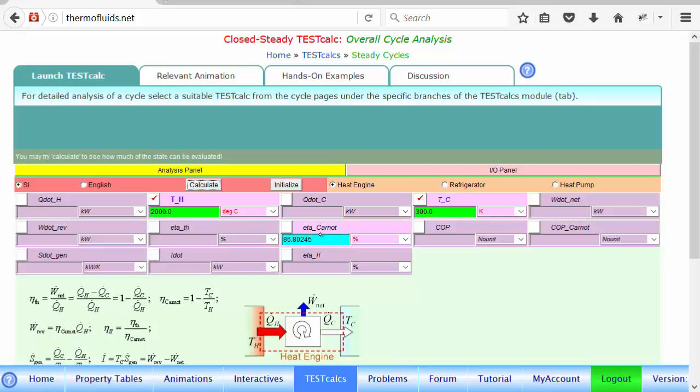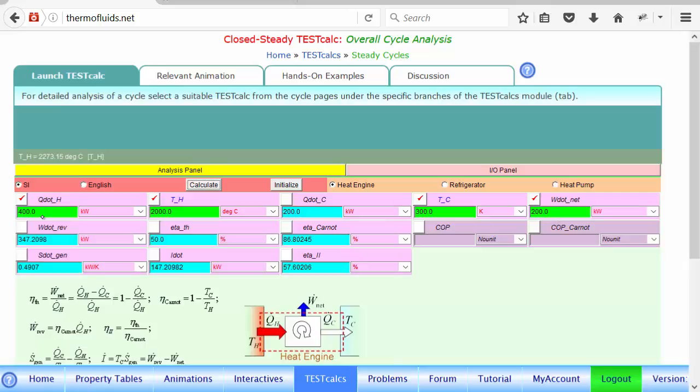But what is also given is Q dot h and W dot net. So let's enter those. W dot net is 200 kilowatt and Q dot h is given as 400. It's of course a very simple problem, but you can still see that W dot net by Q dot h will give you the thermal efficiency, which is 50%, and the Carnot efficiency is 86.8%.